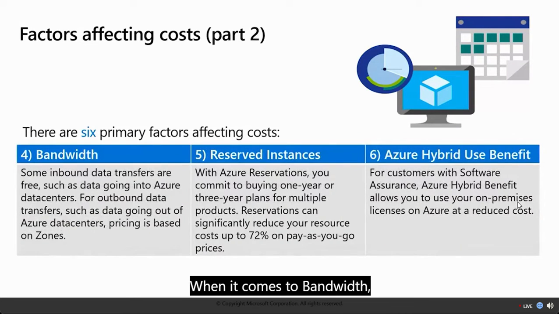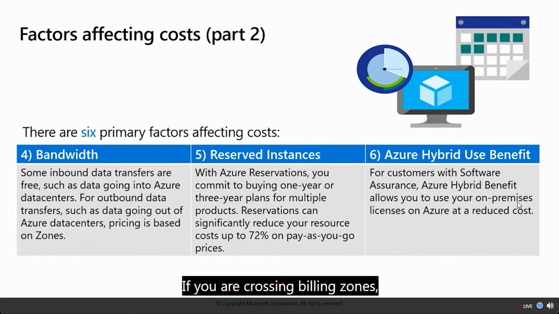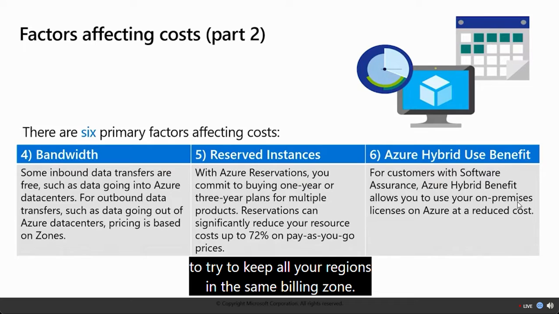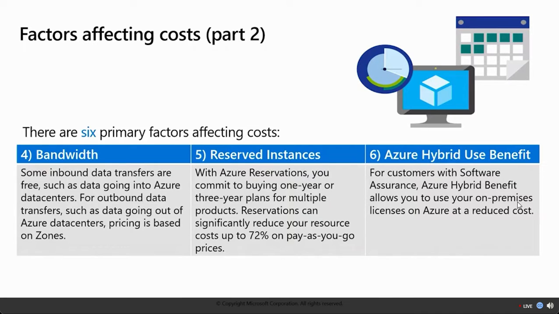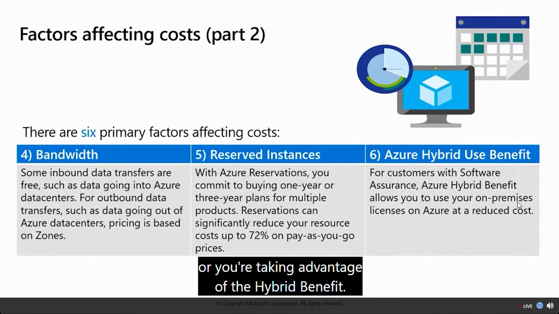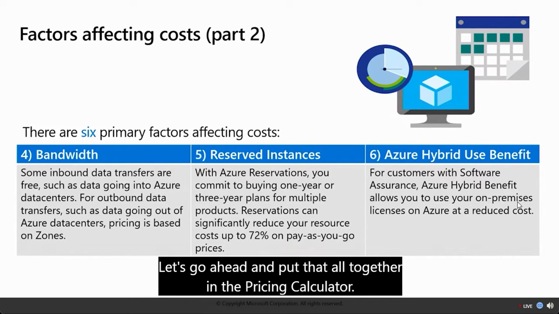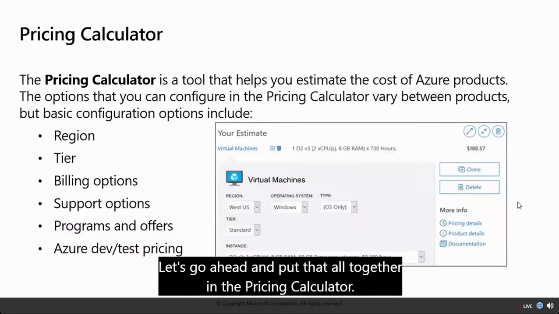When it comes to bandwidth, you're going to pay for those outbound transfers. So if you are crossing billing zones, there will be a charge. So if you have the ability, try to keep all of your regions in the same billing zone. But there are other ways to save money, whether you're choosing reserved instances or you're taking advantage of the hybrid benefit. Let's go ahead and put that all together in the pricing calculator.